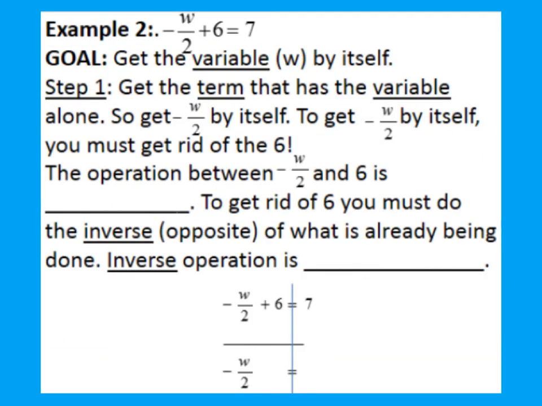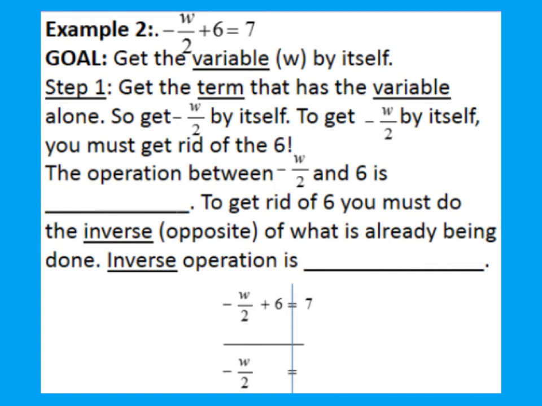Now let's look at example 2. We have a negative w over 2 plus 6 equals 7. Another way to read that is a negative w divided by 2 plus 6 equals 7. We have to get the variable w by itself. So step 1, we have to get the term that has the variable alone. So negative w divided by 2 by itself. To get a negative w divided by 2 by itself, you must get rid of the 6.